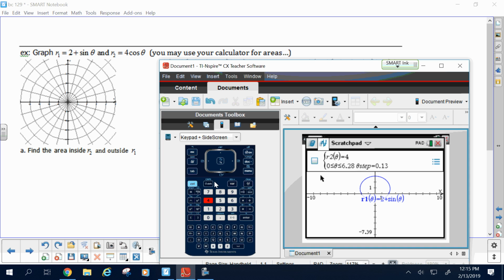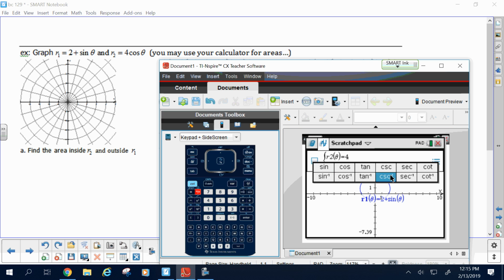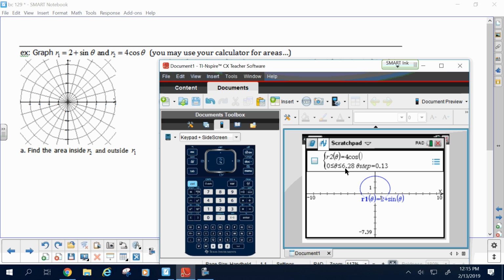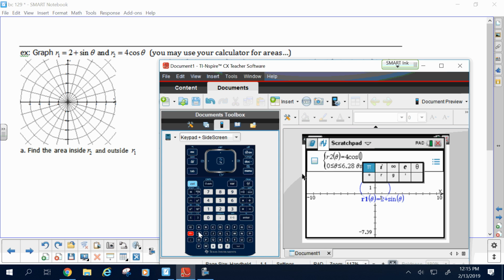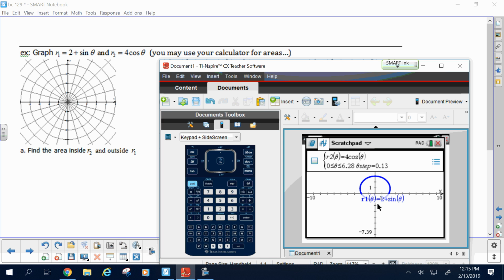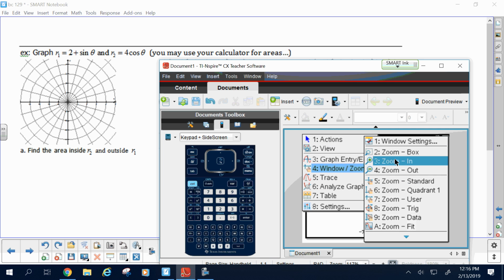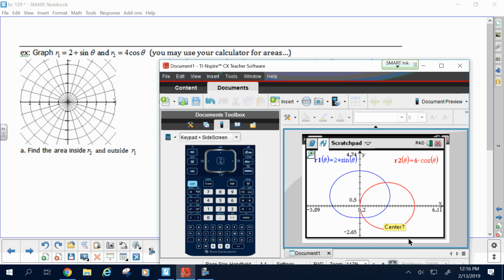4 cosine theta. Keep in mind, as always, that the graph space is stretched. Is it? It should be square-ish, shouldn't it? It's quasi-circular, kind of, yeah. Are you with me? I bet it looks weird because of the way that the graph is.